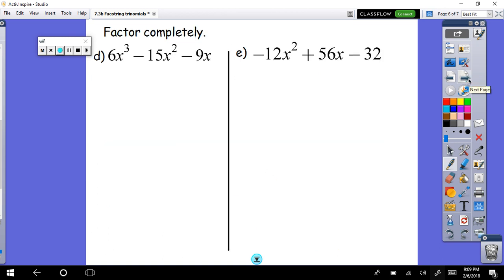All right, last two examples. Here, I notice it stands out right away because I have a trinomial, but it's a cubic trinomial in this example because the degree is 3. So that tells me that I probably have to take out a GCF. Also, 6, 15, and 9 are all divisible by 3. That means I'm going to take out a 3x before I do that.